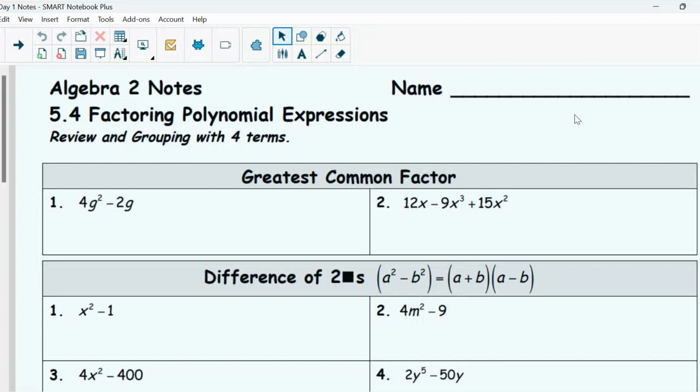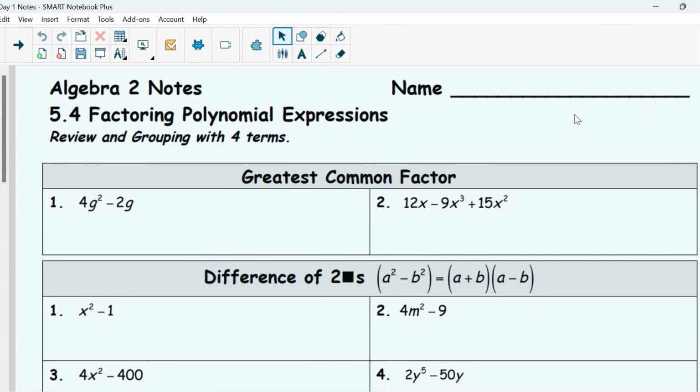But in 5.4, we are going back to factoring polynomial expressions. So I know we already covered this and did many days and lots of practice on factoring, but we are officially covering it in chapter 5 here. So if you did a good job of learning it the first time, this should be a pretty painless process.